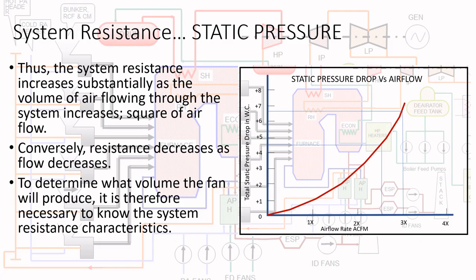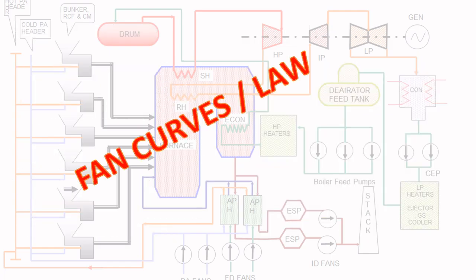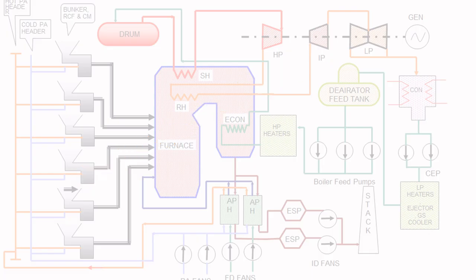Now we talk about the fan curves. We have seen the system resistance. Now we talk about the fan curves or the fan laws. Fan curves are given by the manufacturers. The fan characteristics, or the fan curves.